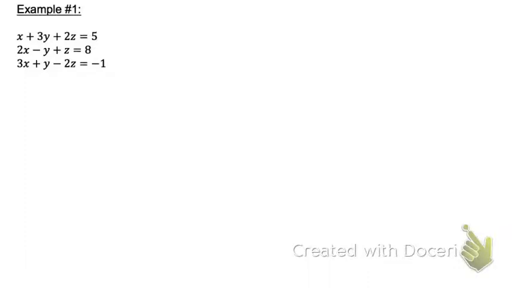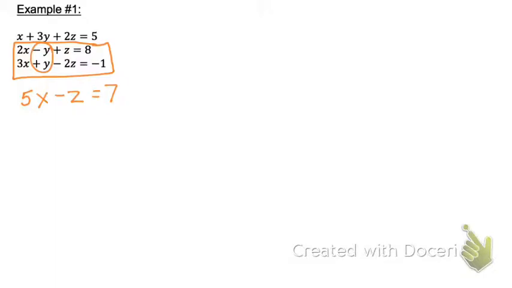So I'm going to choose the y and the negative y. I'm going to take these 2 equations and eliminate the y. So I'm going to add down. 2x plus 3x becomes 5x. Z and negative 2z becomes what? Minus z. And then 8 and negative 1 combined to be what? 7. Good. That was step number 1. I eliminated a variable.